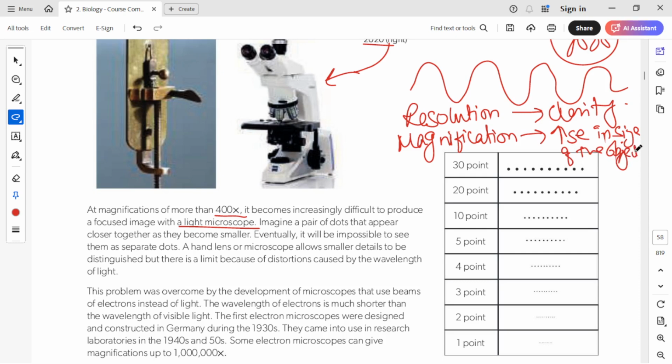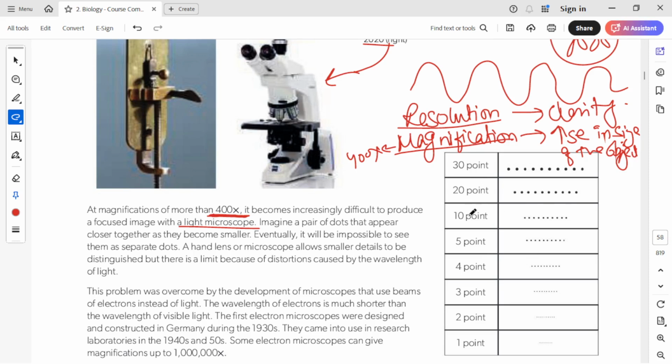How many times, like how many x. Here if you're increasing it up to 400x, then the resolution after magnifying it up to 400x becomes unclear. So the picture that we get is not very clear, it is a blurred image. That is because the light has larger wavelengths, so because of which a clear picture cannot be received.